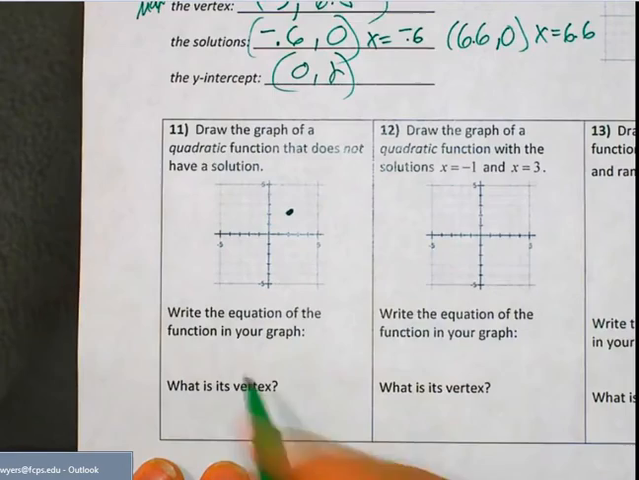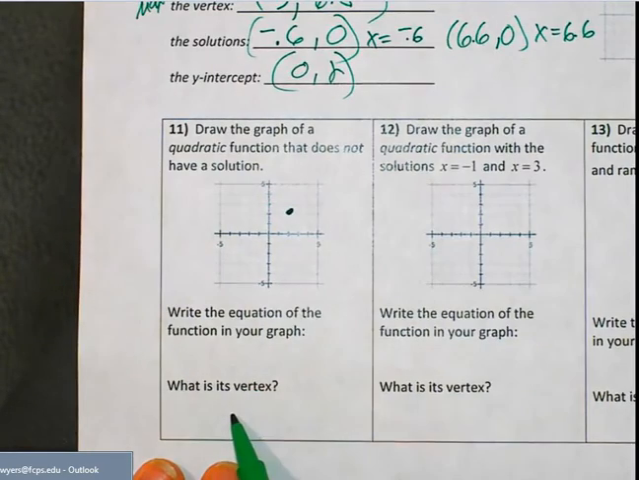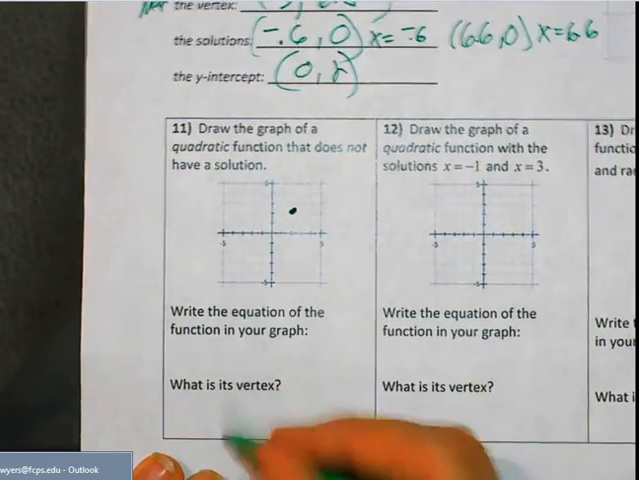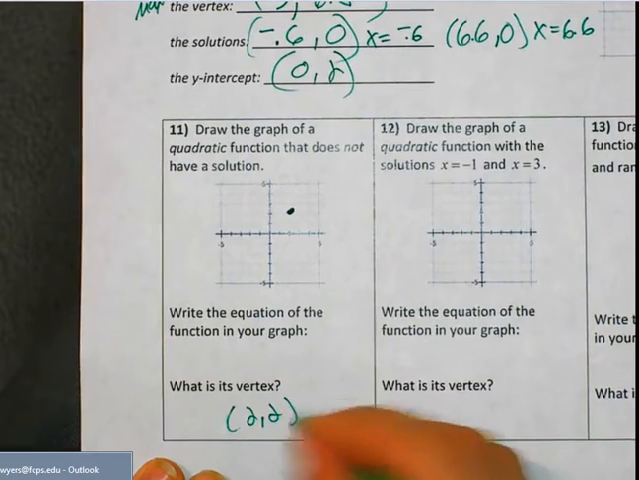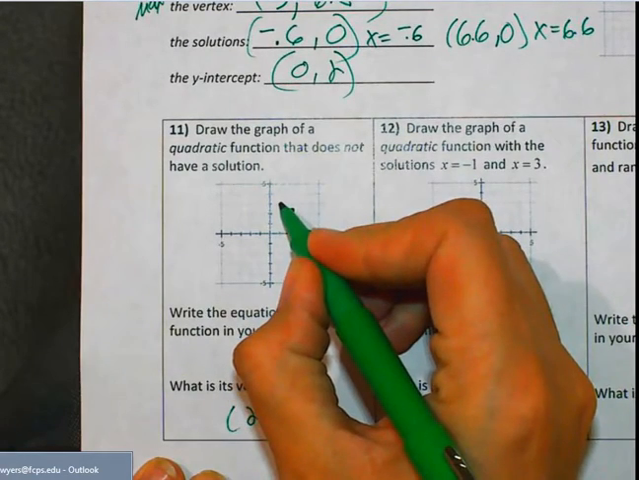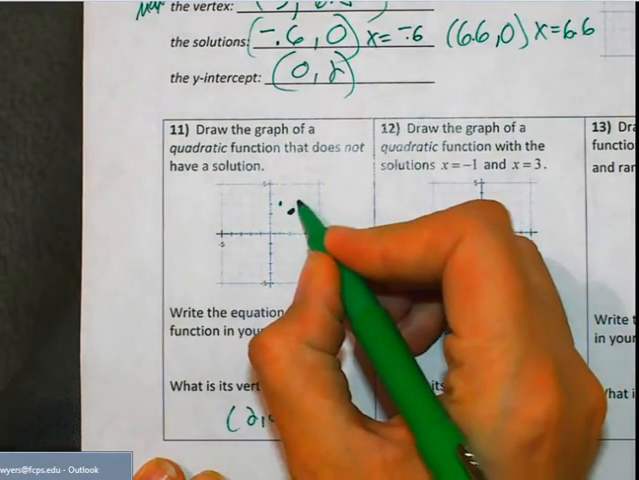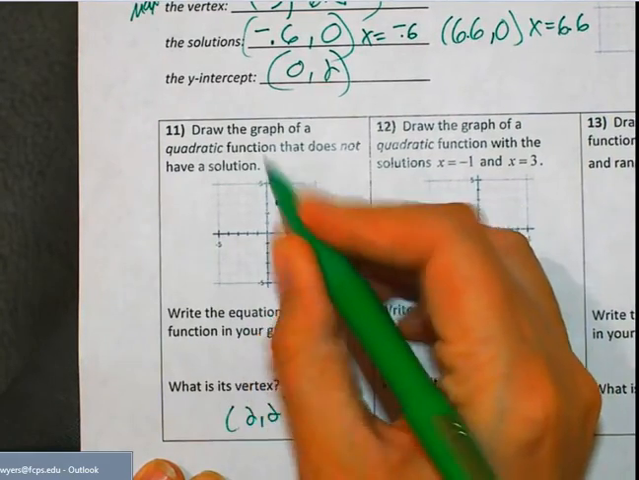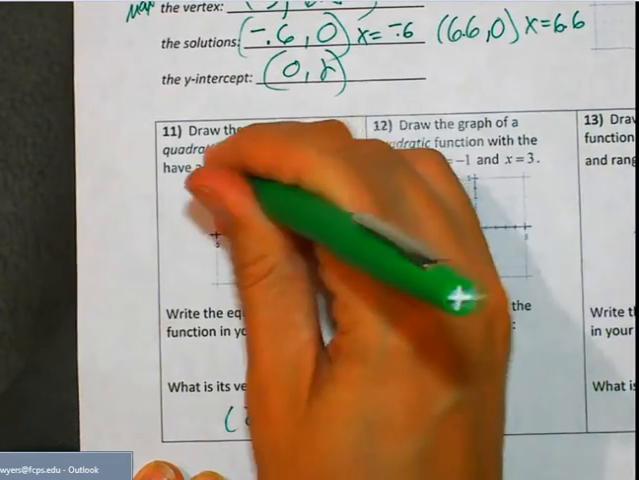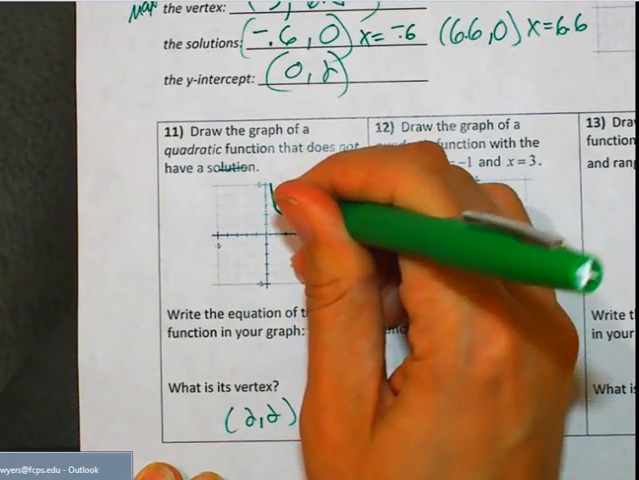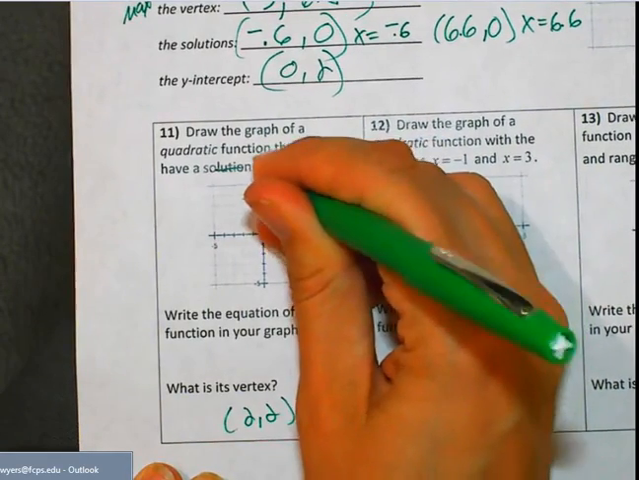Okay, well, if we look down, we see already that it's asking where the vertex is. So my vertex is at 2, 2. Go ahead, write that down. And then we know the parabola, we don't want it to touch the x-axis because it says there's no solution. So then the graph is going to look like this.